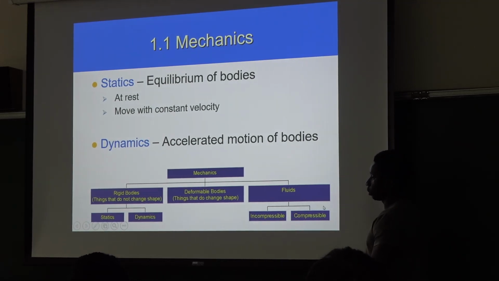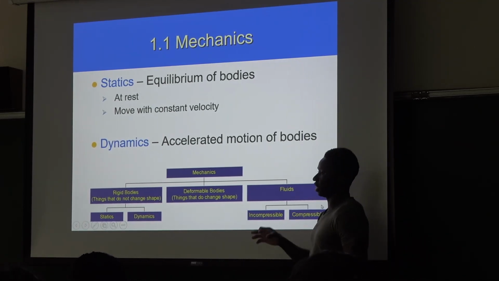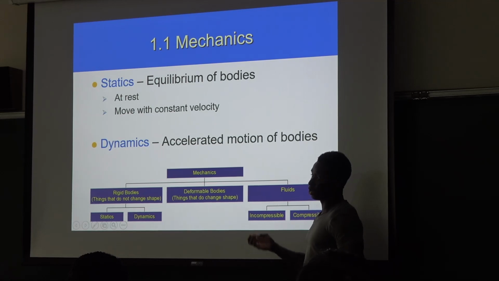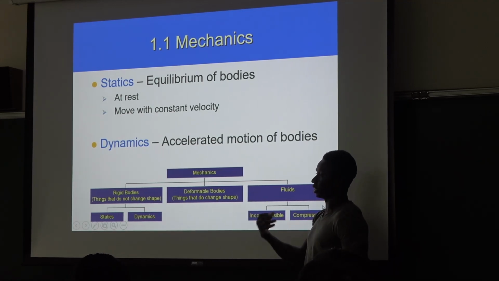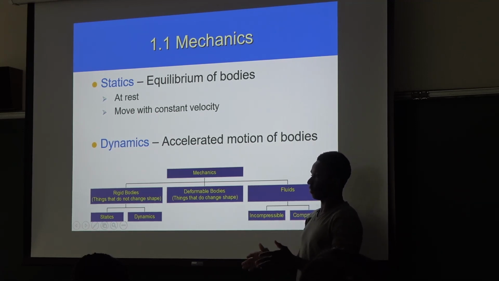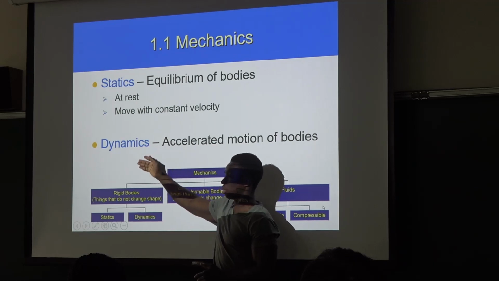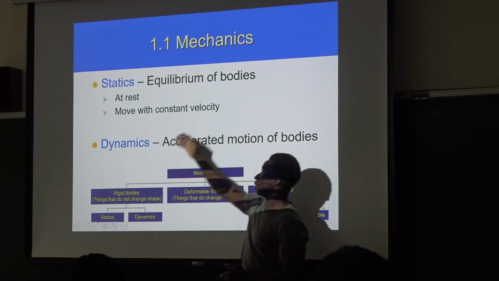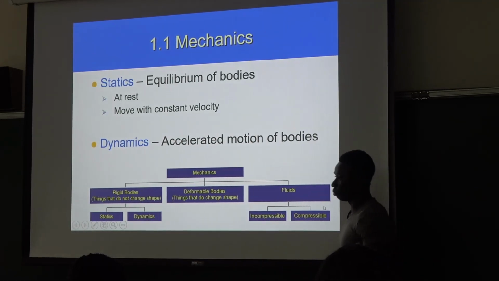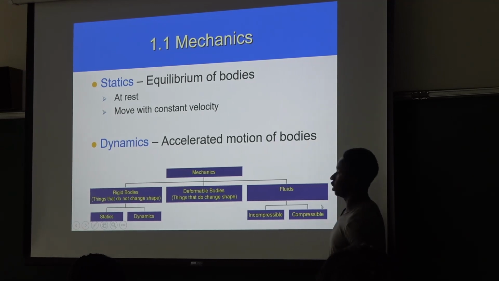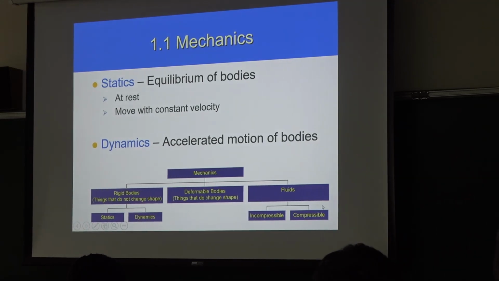Why? That is because there is no unbalanced external force on the body. If there's an unbalanced external force on the body, then we will experience some sort of acceleration. If there's any sort of acceleration involved, then the body is no longer static. It will become dynamic. So we are only dealing with at rest, or if it's moving, the velocity for this particular body is constant.